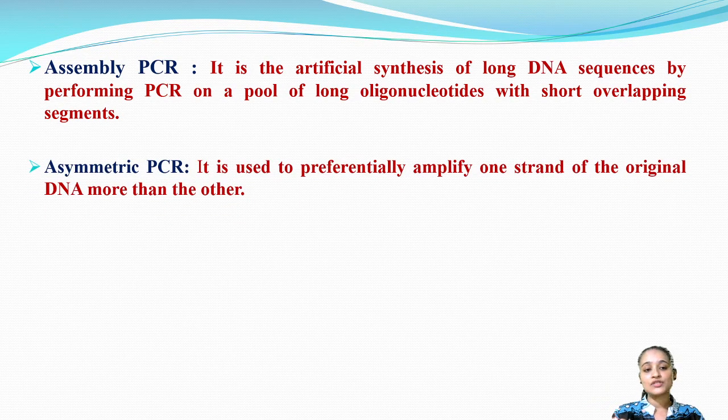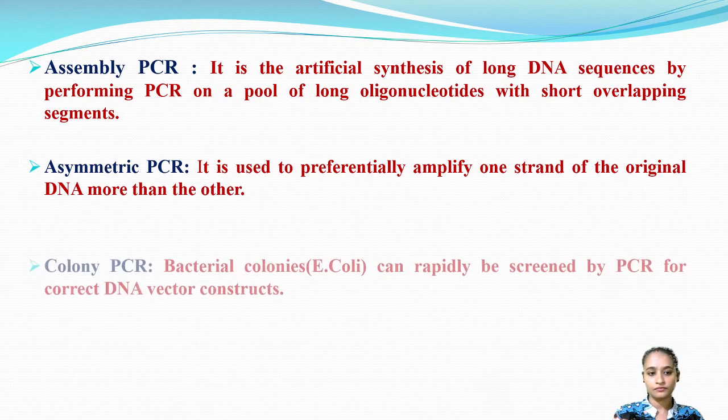Now what is asymmetric PCR? It is used to preferentially amplify one strand of the original DNA more than the other. That's why it is called asymmetric PCR, because it causes one strand to amplify more than the other strand of the original DNA.